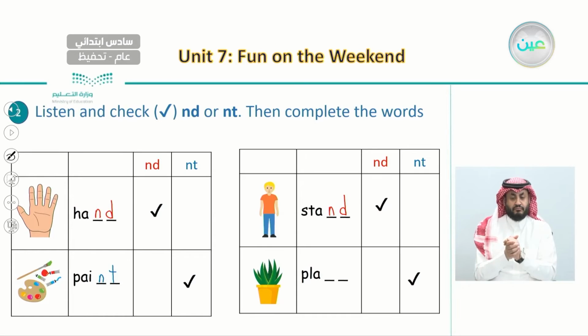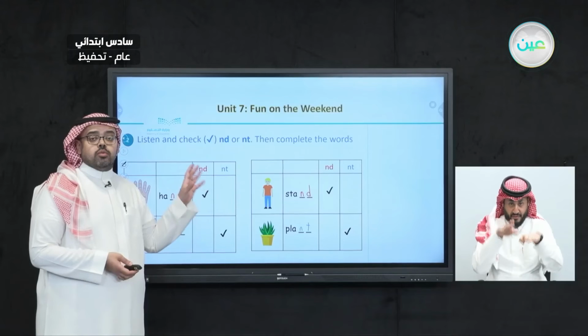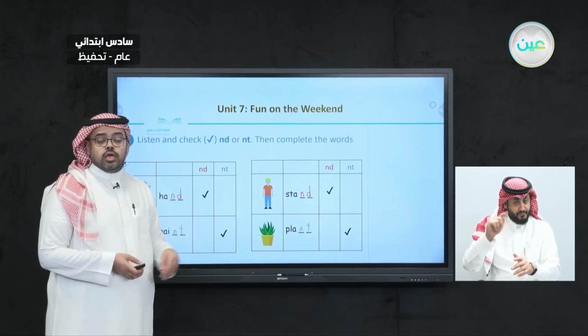So here I'm going to choose blue. Let's write down this word, plant. Very good. So now we have finished all these four words, and now we can differentiate between the words that end with ND and NT.